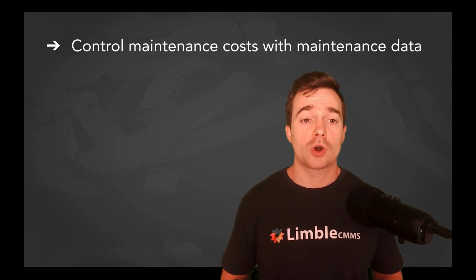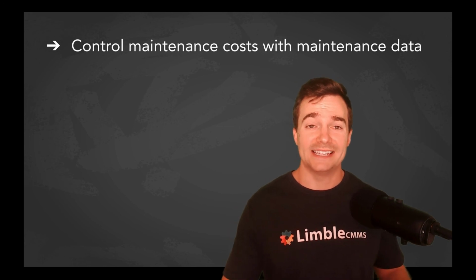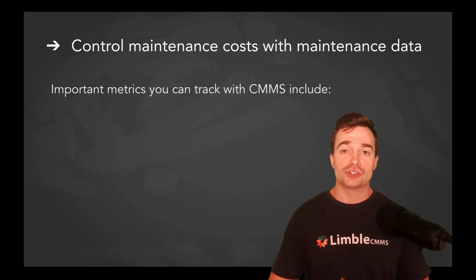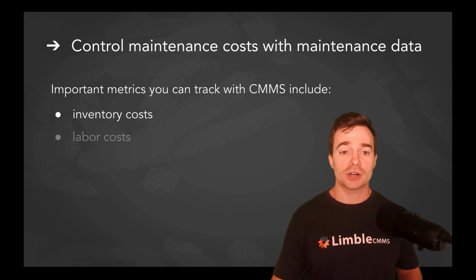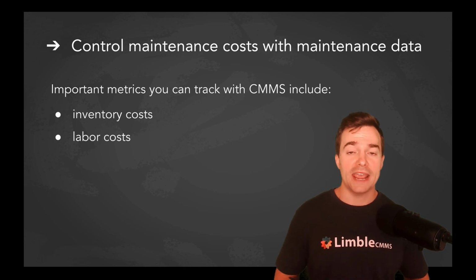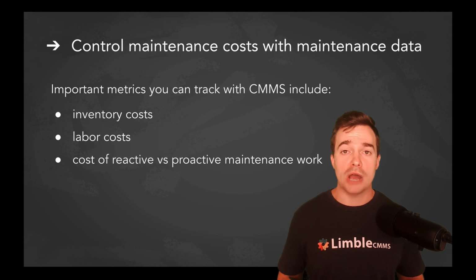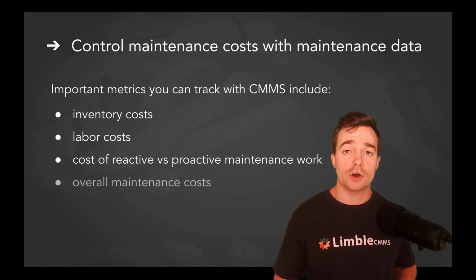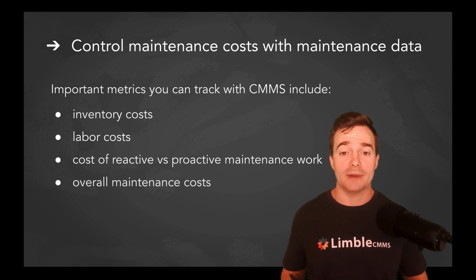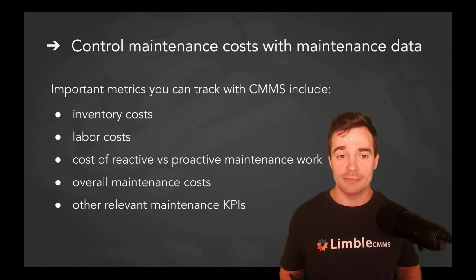And here are some important metrics you can track with a CMMS. You can track inventory costs, labor costs with close attention to paid and overtime costs, and the cost of reactive versus proactive maintenance work, as well as overall maintenance costs, which can be compared by different locations if you run more than one facility, and of course other relevant maintenance KPIs.